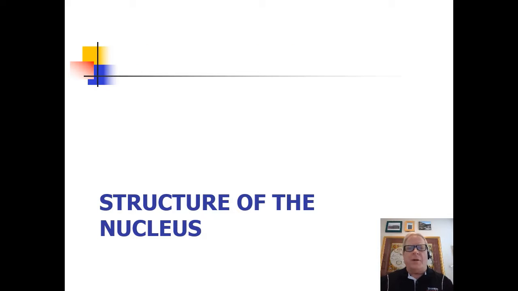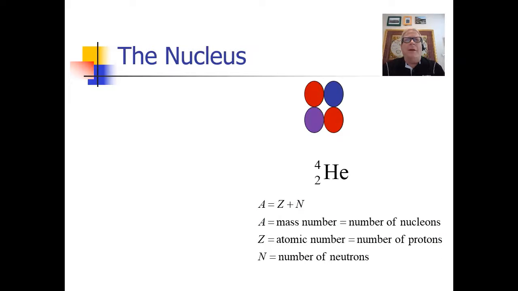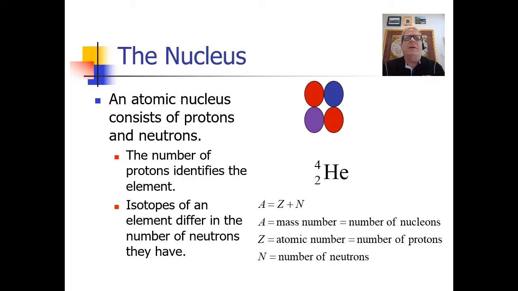We're going to start our discussion of nuclear physics by reviewing what you should already know from your chemistry classes on the structure of the nucleus, including the forces that hold it together. An atomic nucleus consists of protons and neutrons. Protons are, of course, positively charged, and neutrons have no electric charge.